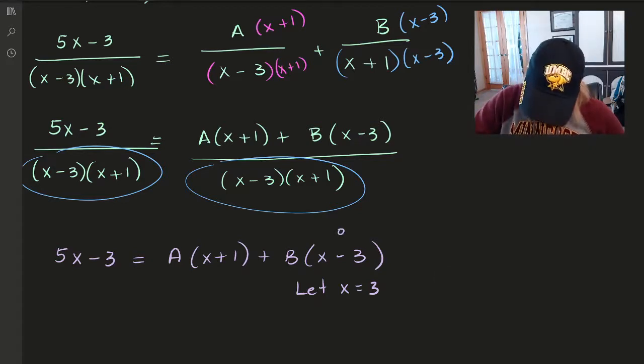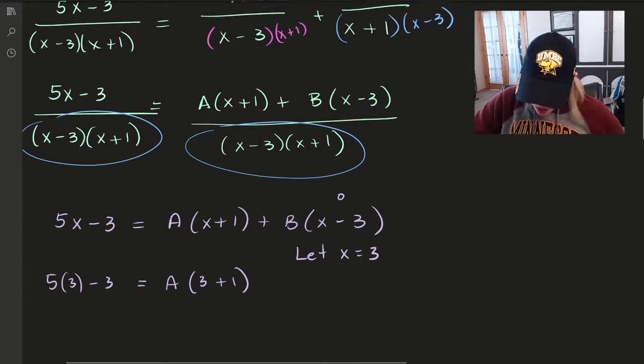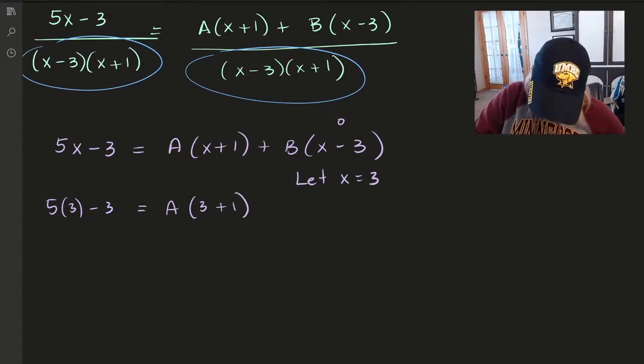When x equals 3, then I have a times 3 plus 1 equals 5 times 3 minus 3. I can solve for a. So I get 4a over here, I get 12. That means a must be 3.